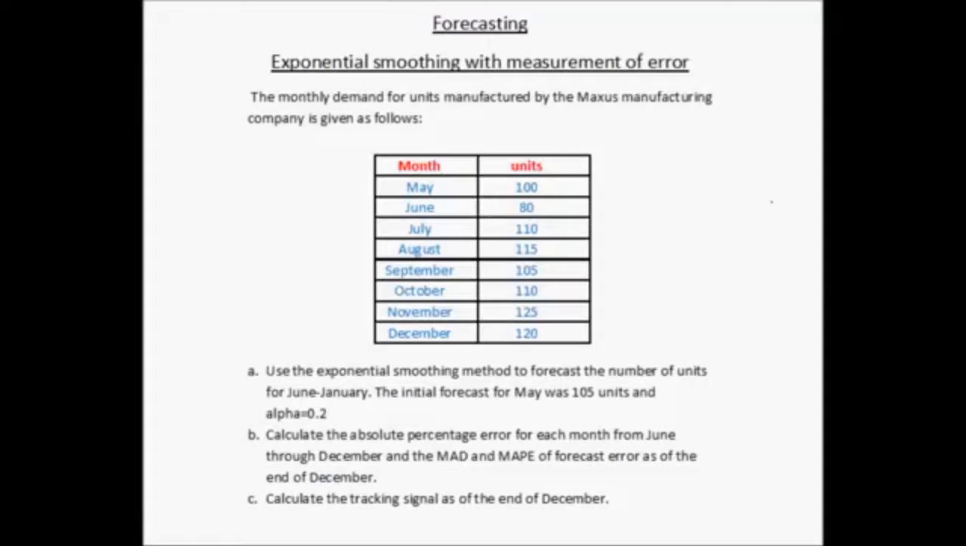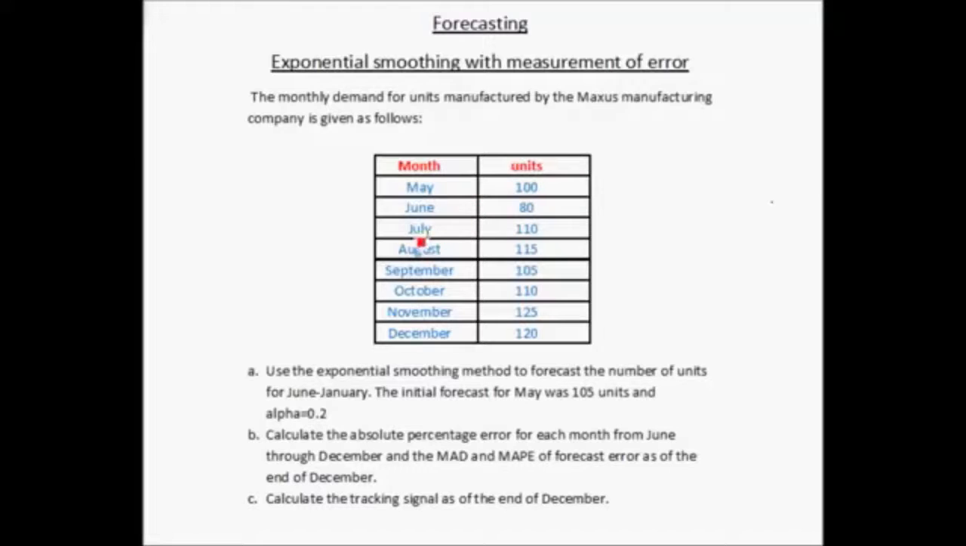Let us look at another example of forecasting. In this example, we'll focus on exponential smoothing with the measurement of error. The monthly demand for units manufactured by the Maxus Manufacturing Company is given to us. For the month of May, the demand was 100. For June, 80, July, 110, and so on. So this is nothing but the actual demand for these months.